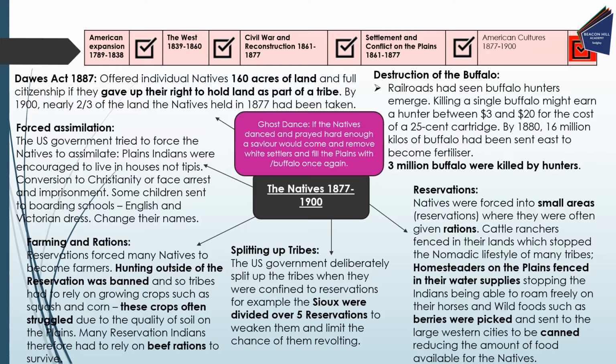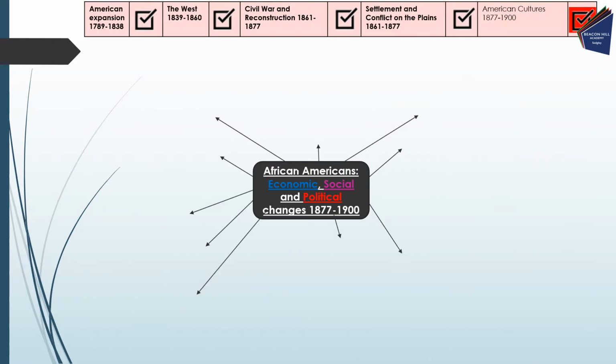And if you are in the last time period, these examples that you can see are all evidence that you could use in a question on the natives, 1877 to 1900. Americans, so Black Americans, we are now going to look at economic, social and political changes during this time period. Economic information will come up in blue, social in purple, and then political in red.